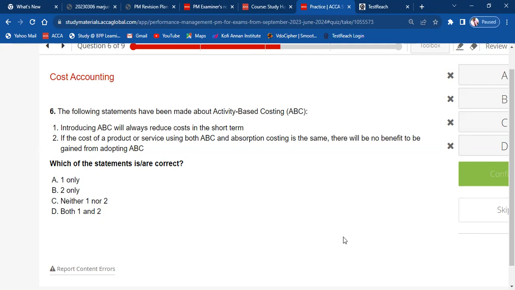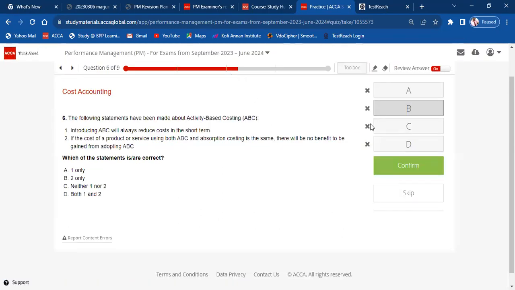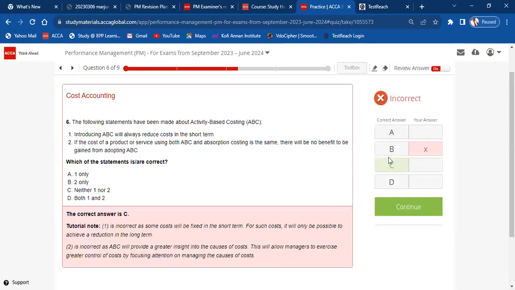Introducing ABC will always reduce cost. That statement is not true. So 2 only is correct. Oh, I'm told that is incorrect.